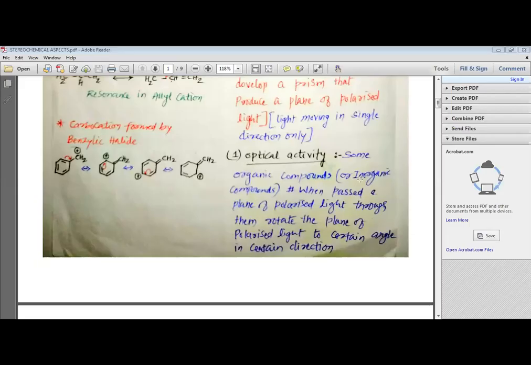Start the class. In the last period, my dear students, we have studied optical activity. We know that some compounds rotate plane polarized light in some direction, either clockwise or anti-clockwise, and that is how we get the compound optically active or inactive.